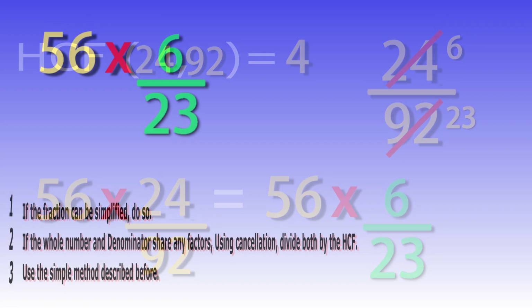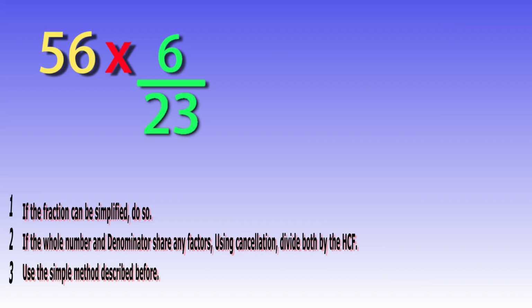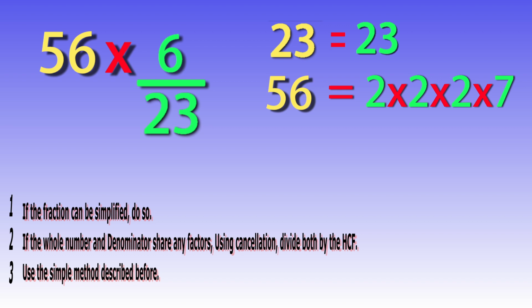Now in step 2, we look to see if the whole number and the denominator of the simplified fraction share factors. Well, 23 is prime, so the only useful factor it has is 23. But 23 is not a factor of 56. So 23 and 56 share no factors. So we can't use cancellation.